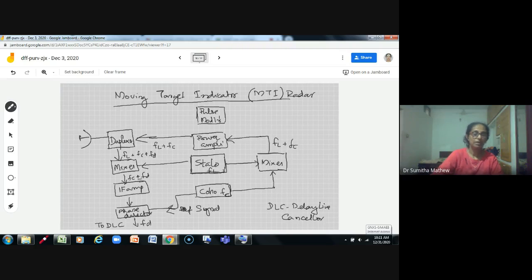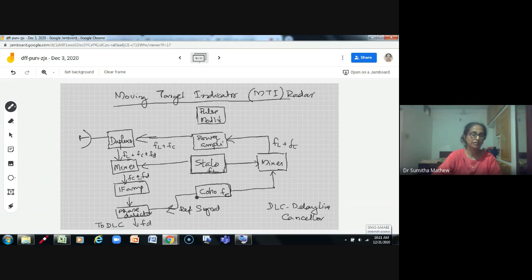And the sum of COHO and STALO signal here, FL plus FC, they are added and it is given as input to the power amplifier. The transmitted frequency is FL plus FC. The combination of STALO and COHO is sometimes called the receiver excitation portion of the entire radar.